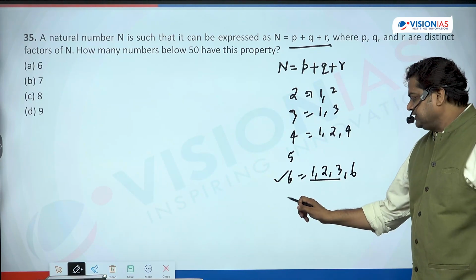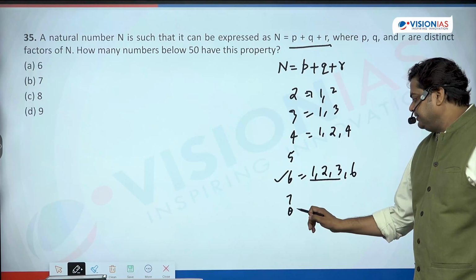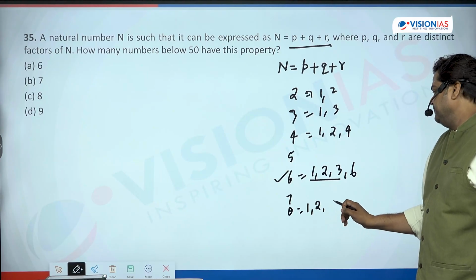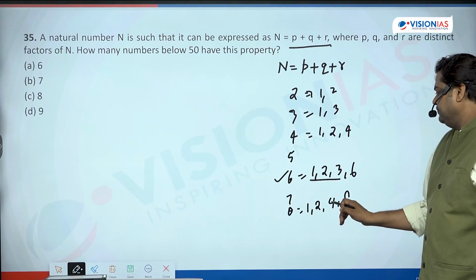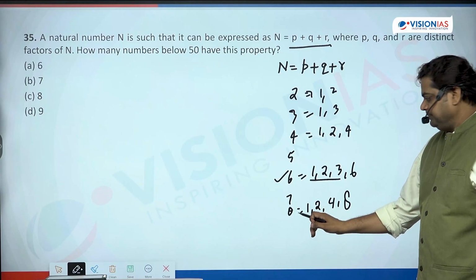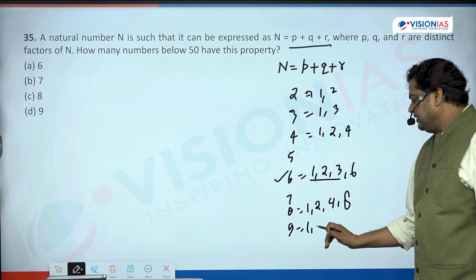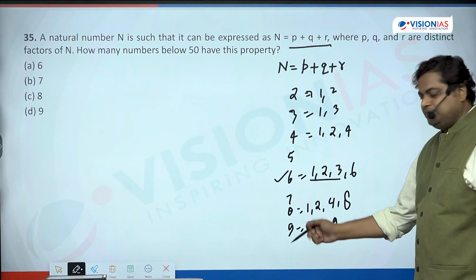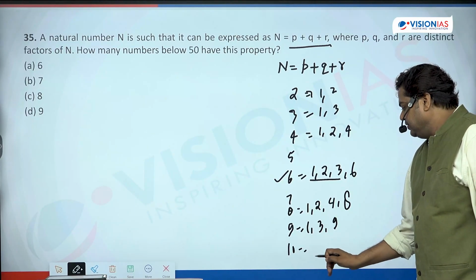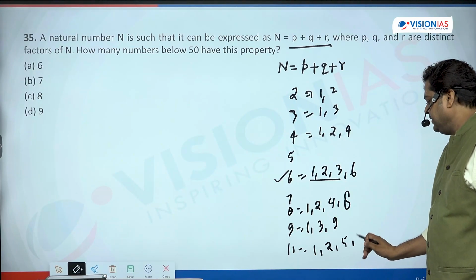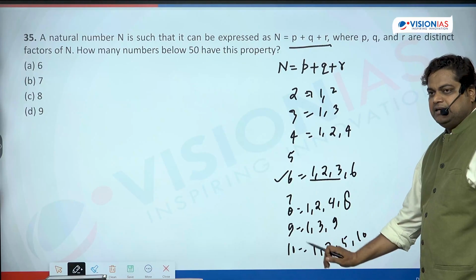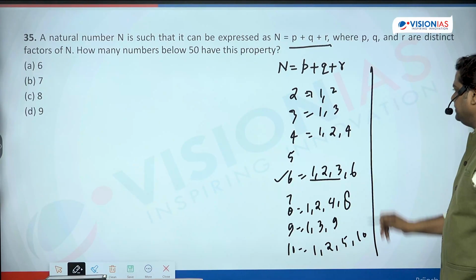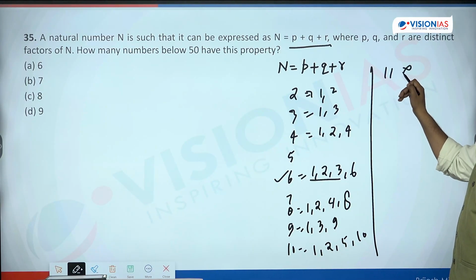Then if we go further, 7 is a prime number. 8, 1, 2, 4, 8. 4 plus 2, 6 plus 1, 7, no. 9, 1, 3, 9, no. 3 plus 1, 4. 10, 1, 2, 5, 10. 5, 2, 7, 1, 8, no. If we go further, 11, prime number.